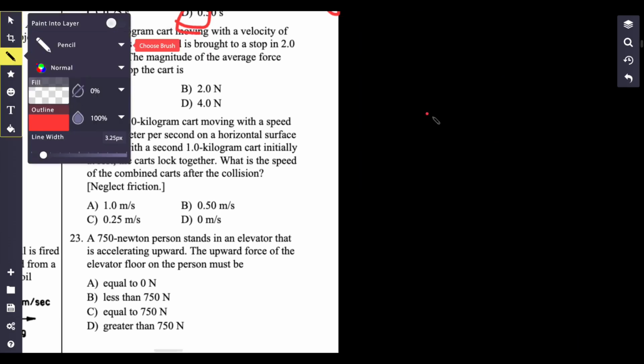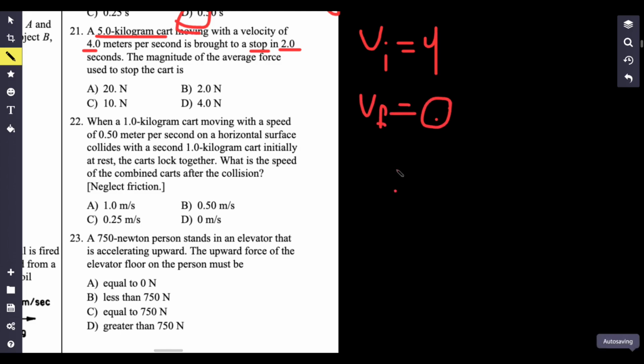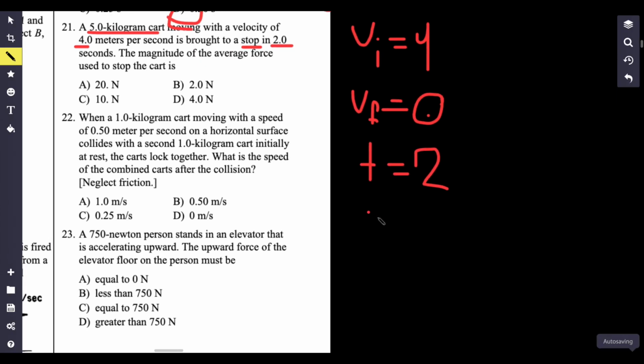A 5 kilogram car moving at a velocity of 4 meters per second is brought to a stop in 2 seconds. And we want to find the magnitude of the average force used to stop this car. It's brought to a stop. So I know that initially the velocity is 4 meters per second, but after it's brought to a stop, that velocity is 0. It's occurring over 2 seconds. So time is equal to 2 seconds.